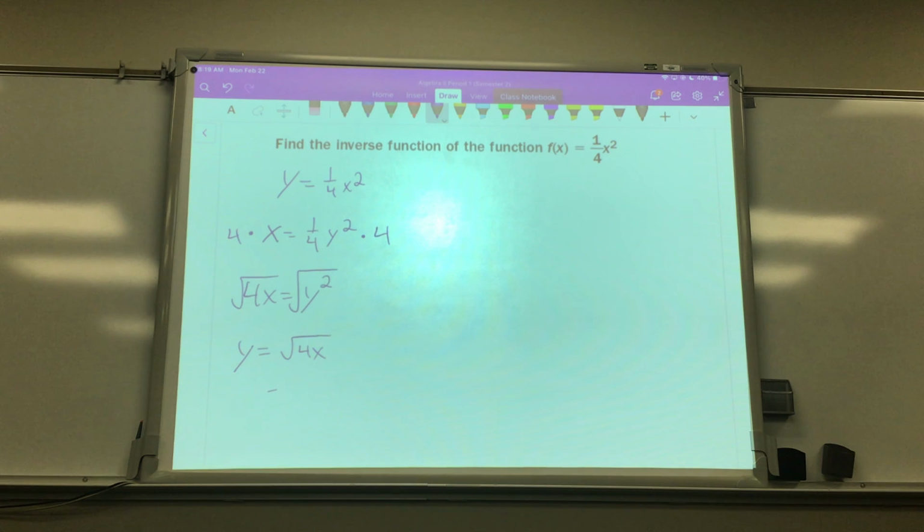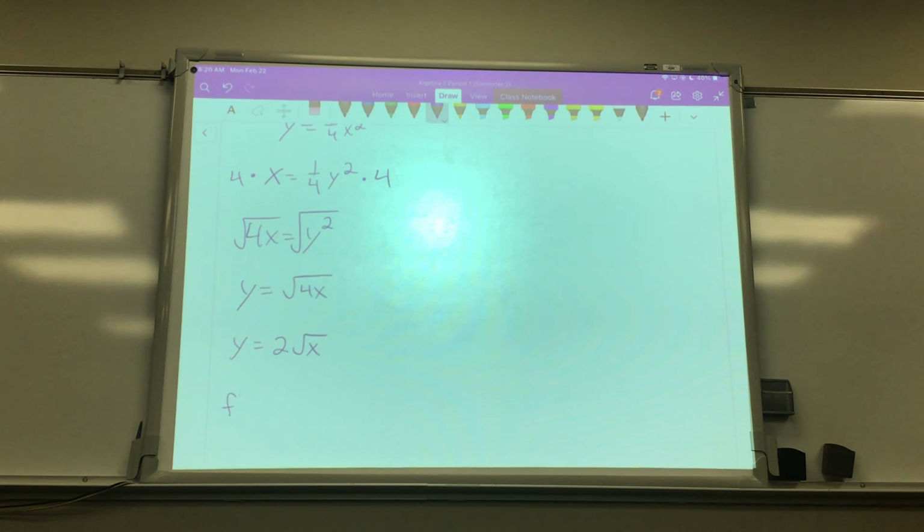Okay, and then I saw a lot of this. I liked it too. Square root of 4 is 2, right? Does the square root of x simplify though? No. So be careful. It should be 2 square root of x. That x will stay inside the radical still. Am I done? Need to have proper notation, right? Tell me that it's the actual inverse. So f inverse of x is equal to that 2 square root of x.